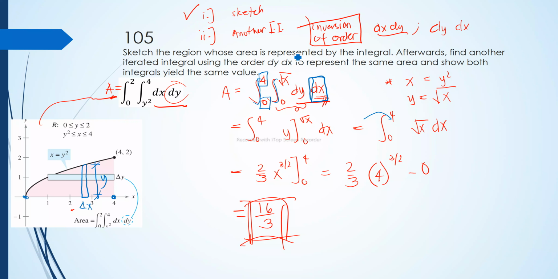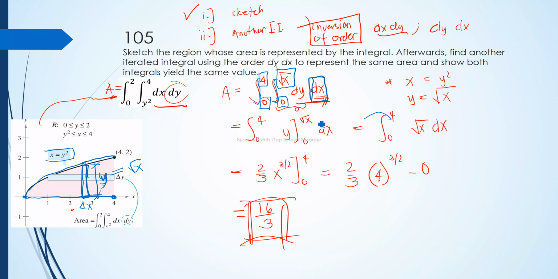How about the y? While the strip is moving from left to right, our y at the bottom remains constant. That is 0, so our lower limit is 0. And then our y here, that is the height, also changes with respect to the curve. We have the equation x equal to y squared. Therefore, our height y is equal to square root of x. So our upper limit is the square root of x.